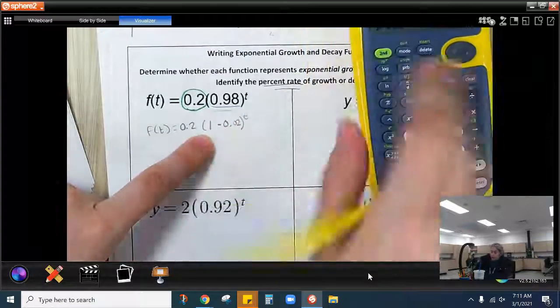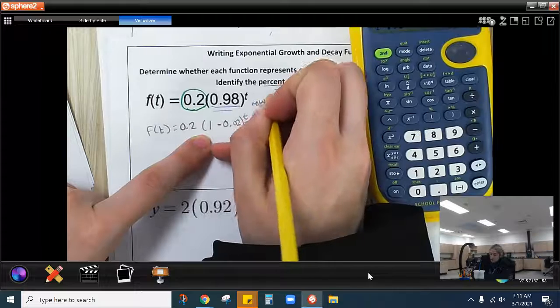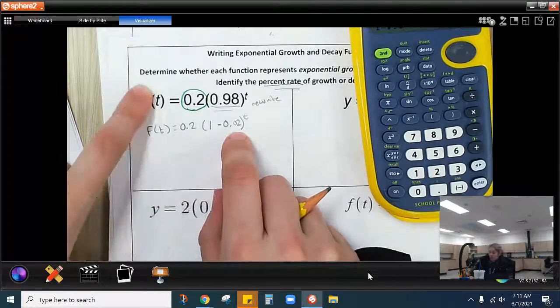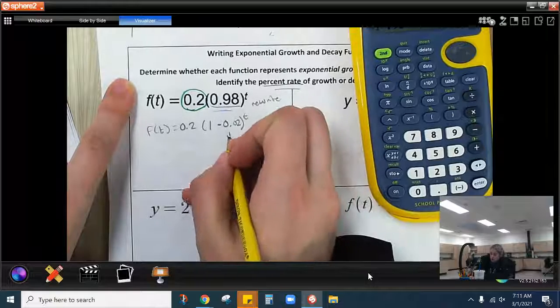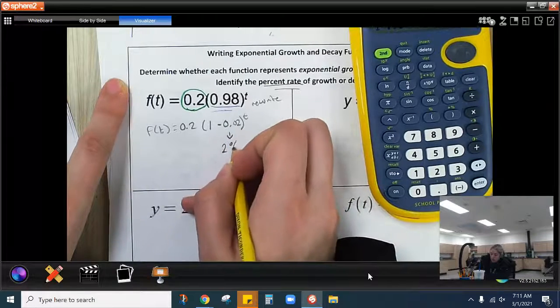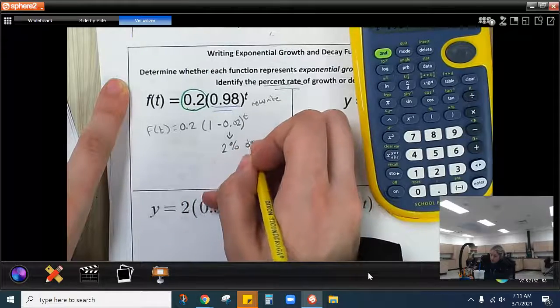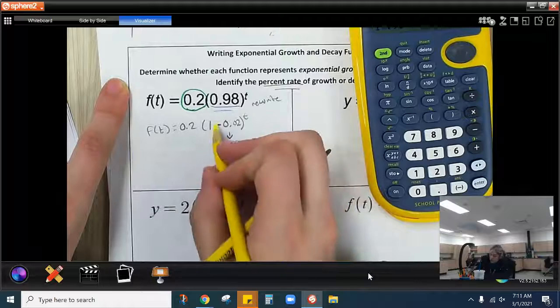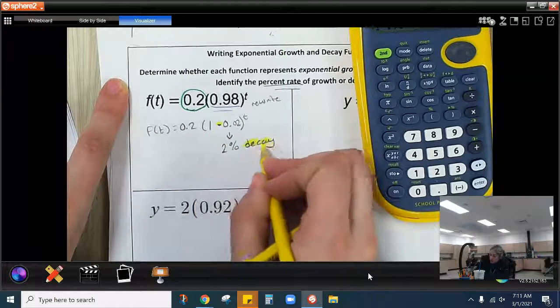Right? So we have to rewrite. So I rewrite it, and I can see that my decimal here is the 0.02. Well, what is that as a percent? If I move it back, it would be 2% decay. How do I know it's decay? Because I have to subtract, right? That's how you know it's decay.